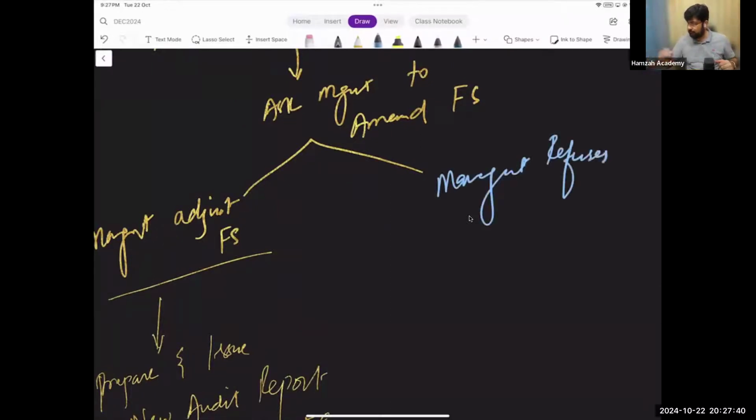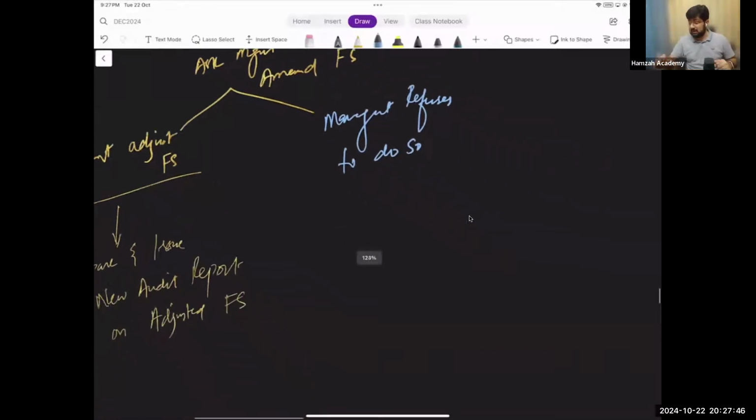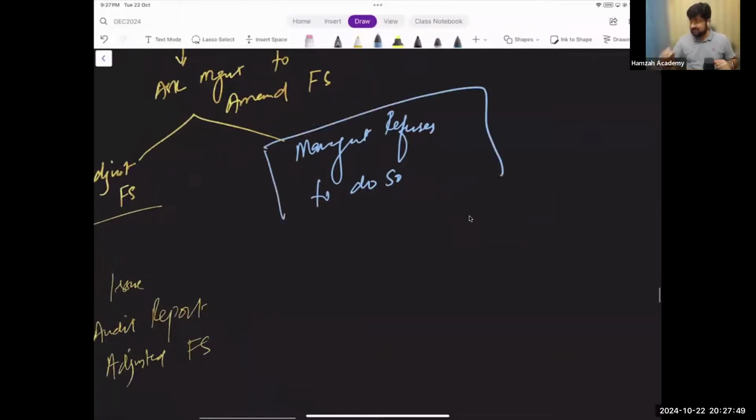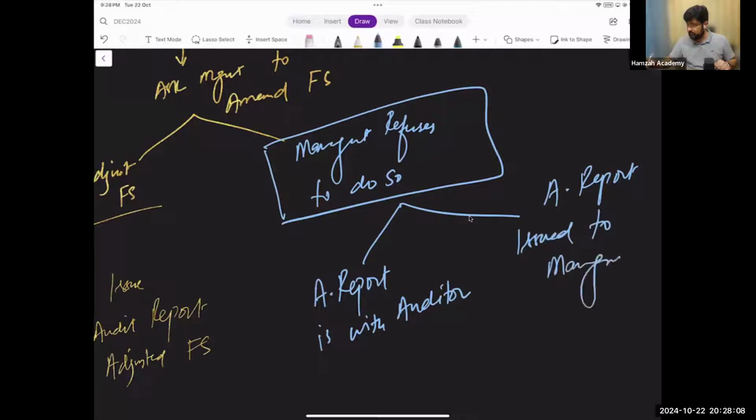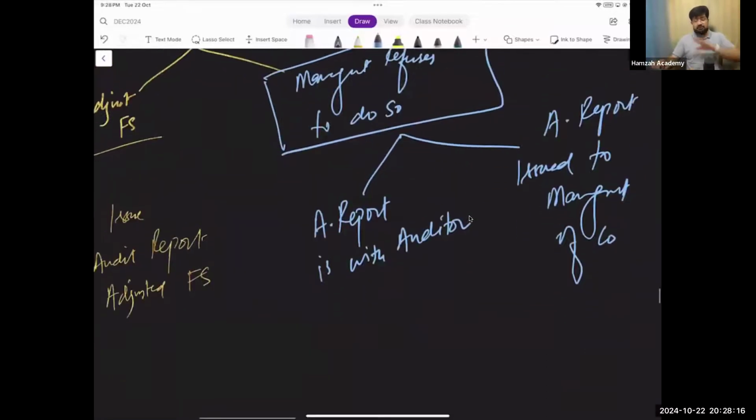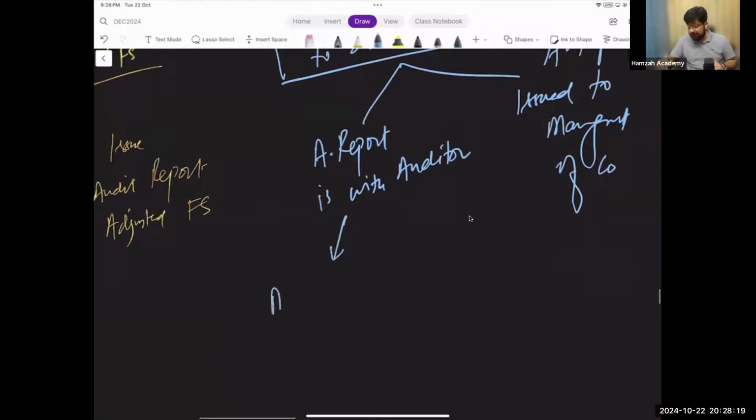then there might be material misstatement. And now there are two further circumstances. Audit report is with the auditor, or audit report is issued to management of company. Two possibilities are there. If it is with the auditor and management is refusing to amend financial statements, modify audit opinion.